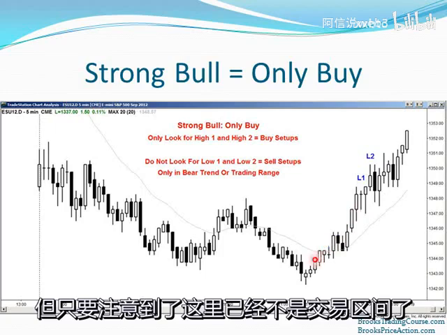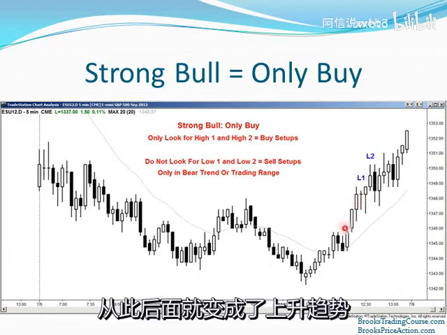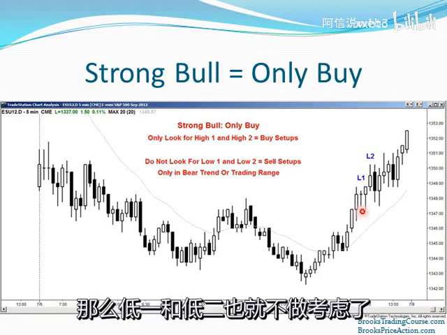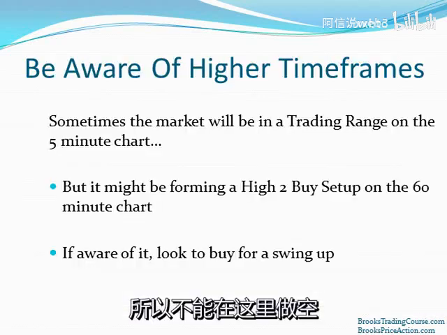Except that we're no longer in a trading range here. When you start to see a strong bull spike like this, the market's breaking out, and at this point it's a strong bull trend. So in a strong bull trend, you don't think about shorting, so you don't think about low 1s and low 2s. So you do not take shorts here.